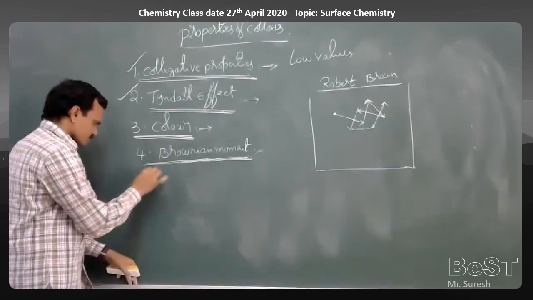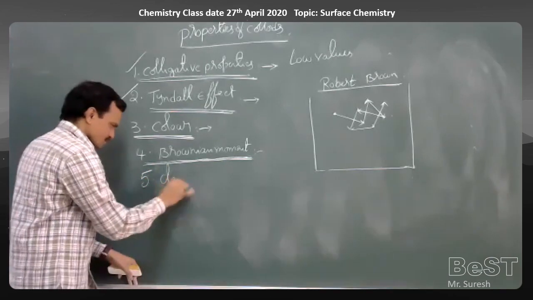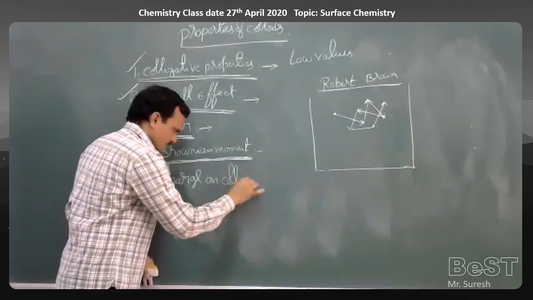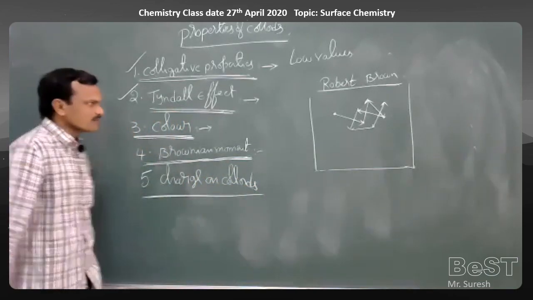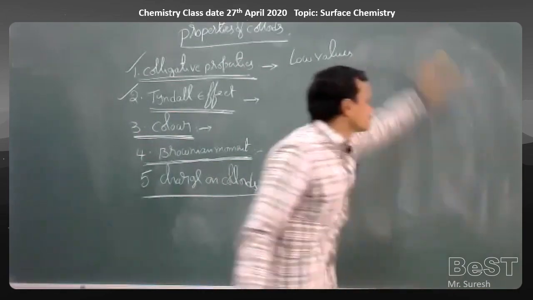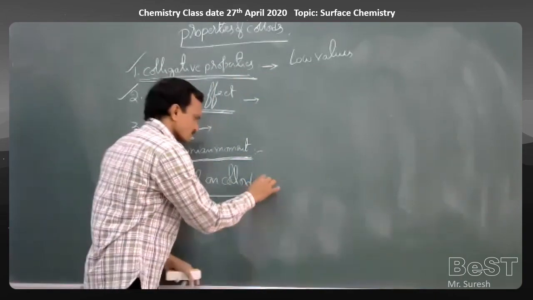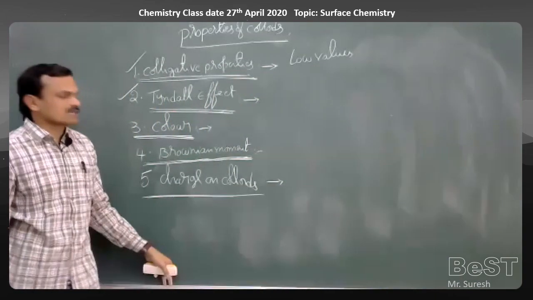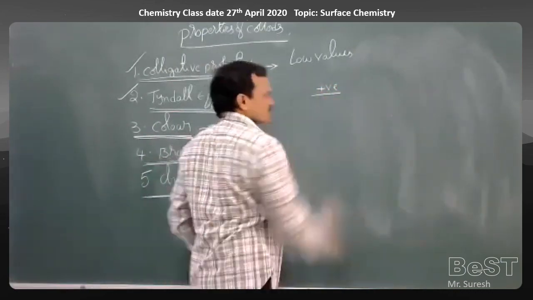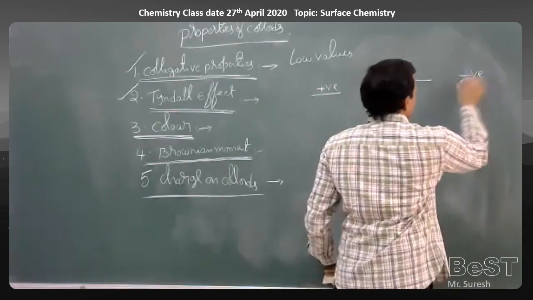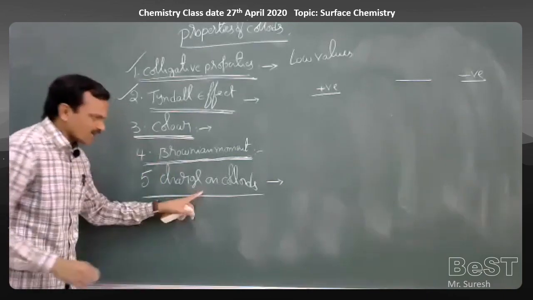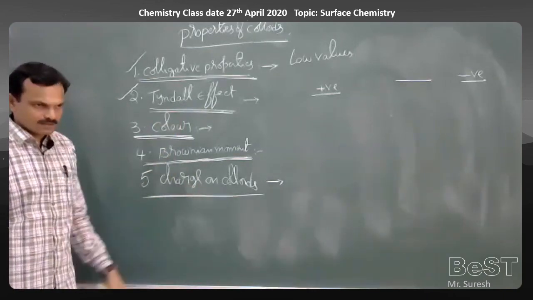Next, charge present on the colloids. See, colloidal particles are charged. The colloidal particles may be either positively charged or negatively charged. The charge present on the colloidal particles can be explained based on different factors.